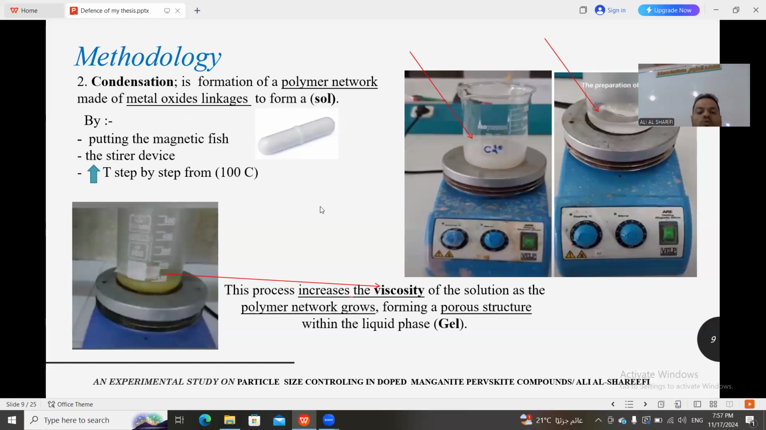Here, to form gel, that means the viscosity is increased. That means the polymer network grows. By that, the porous structure is formed. Okay, viscosity increased. That means the polymer network grows. By that, the porous structure is done. We have a porous structure. In which phase? At the gel phase.